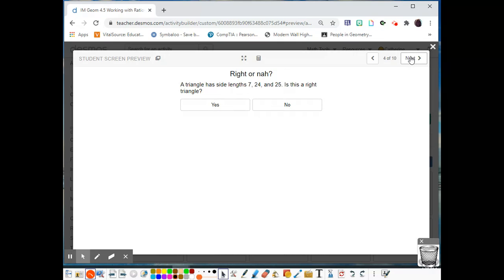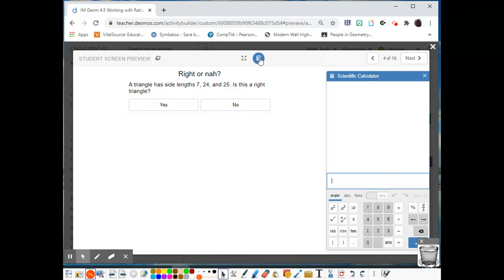Okay, so next we want to say, hey, if we have a triangle that has side lengths 7, 24, and 25, is that a right triangle? How would we find out? Well, we use the converse in this case, and pull down your calculator. We say, well, if these were the side lengths of a right triangle, then we know that 25 has to be the hypotenuse. So 7 and 24 would be the legs.